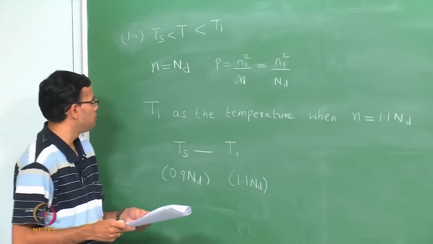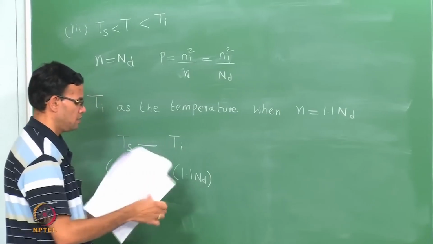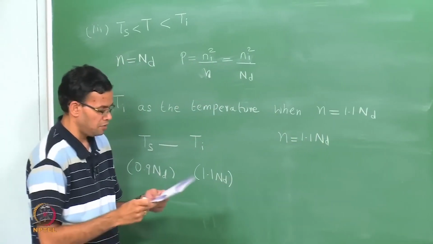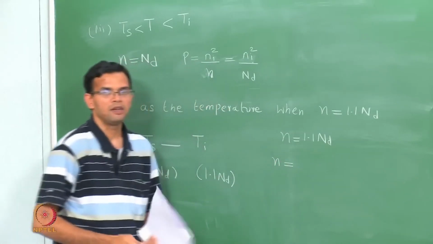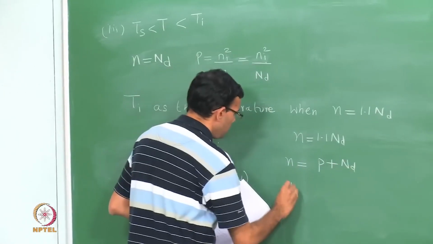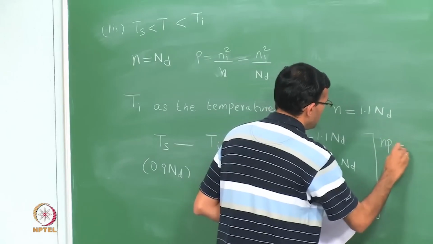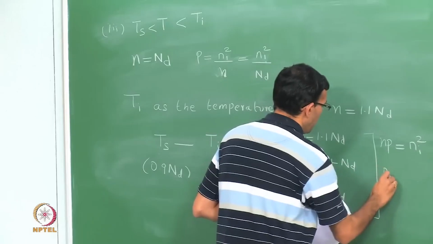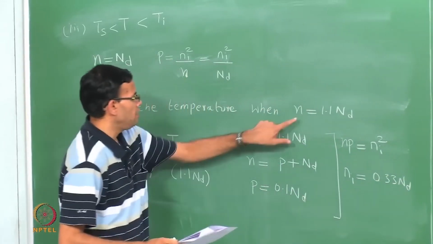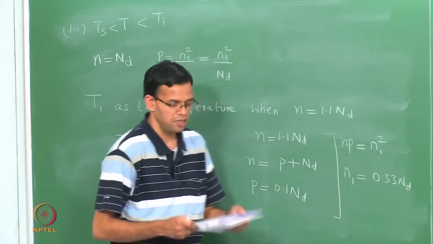If we want to calculate the value of Ti, the intrinsic temperature, we can look at the numbers. So, N is 1.1 Nd, and we are going to treat this as intrinsic. In any semiconductor, the total charge should be balanced. So, N is equal to P plus Nd, so that P is 0.1 Nd. We also know that Np is Ni square, and then doing the math we get Ni to be 0.33 Nd. So, N is 10% more than your donor concentration, and at that temperature Ni is approximately 0.33 Nd.